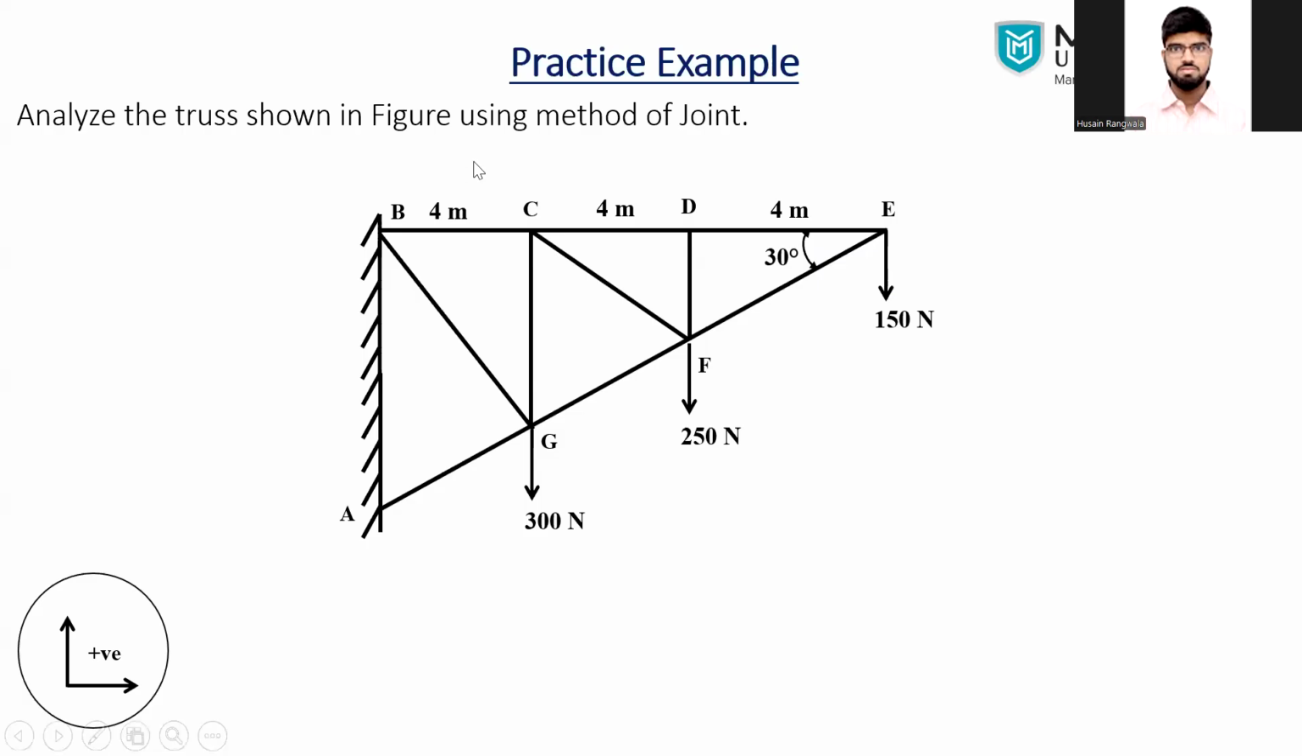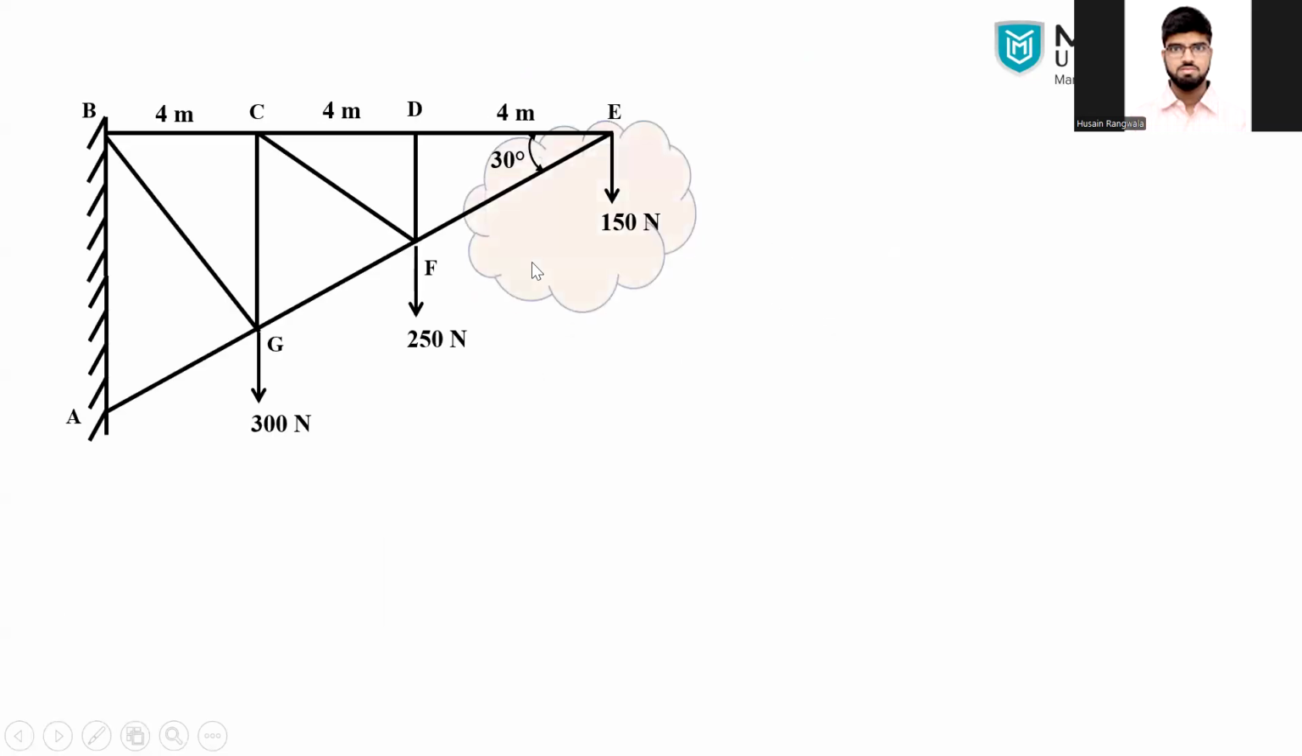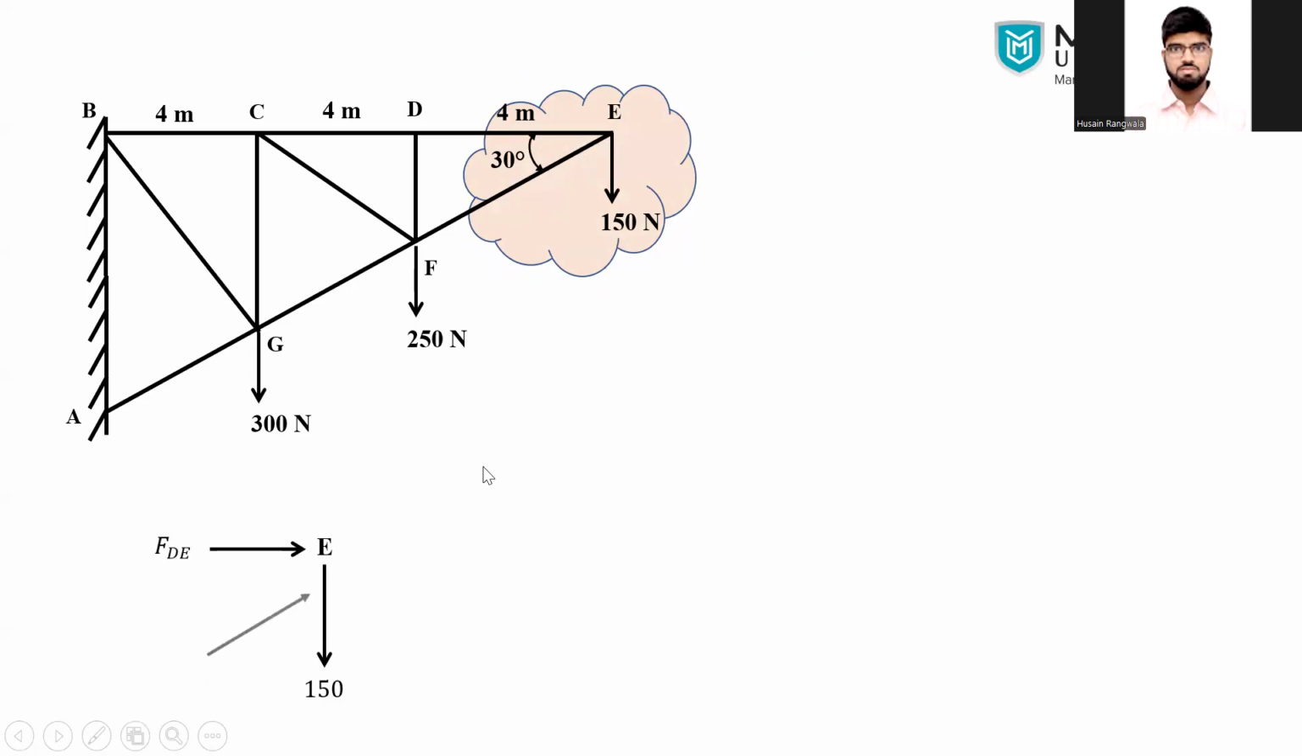We are going to start from joint E. As you can see, I will highlight this joint. There are a total of three forces acting: the joint force of 150 Newton in the downward direction, the member force FDE, and the member force FEF. So let me draw the free body diagram. 150 Newton. I am assuming right now that FDE is a compression member, FEF is also a compression member, and the angle of that force is 30 degrees.